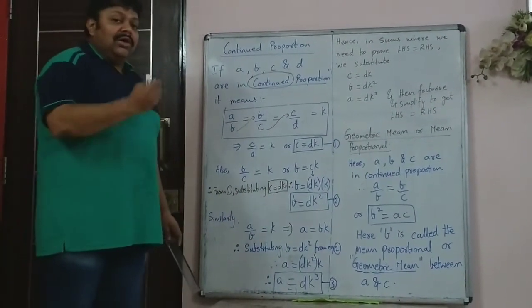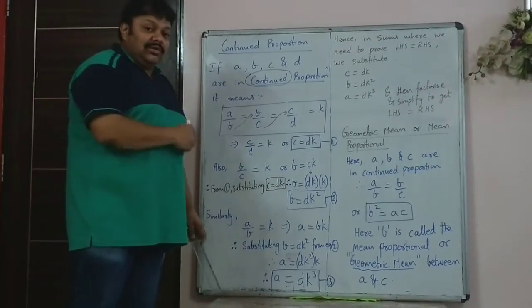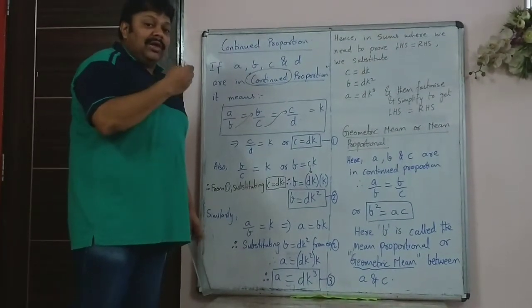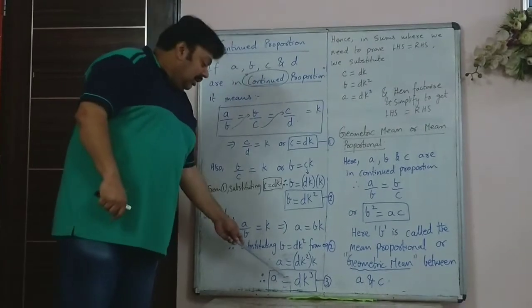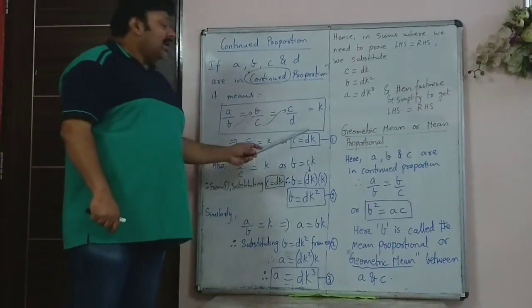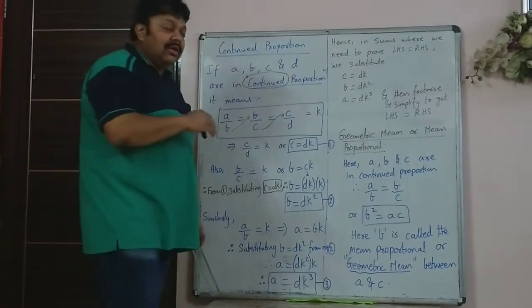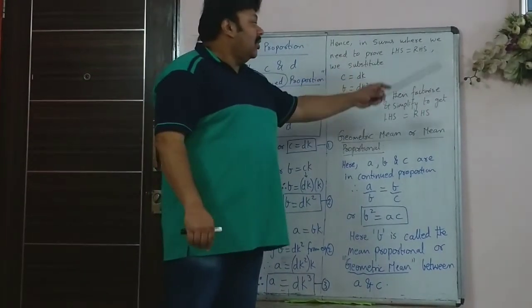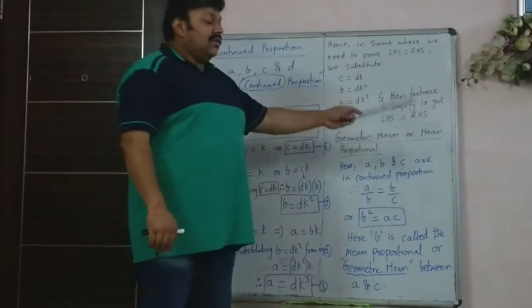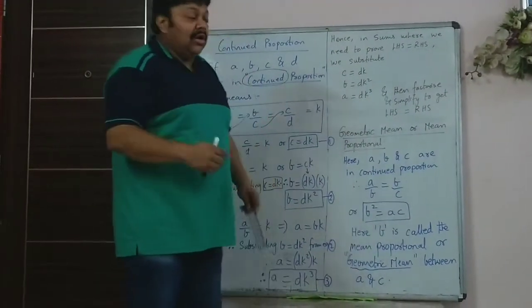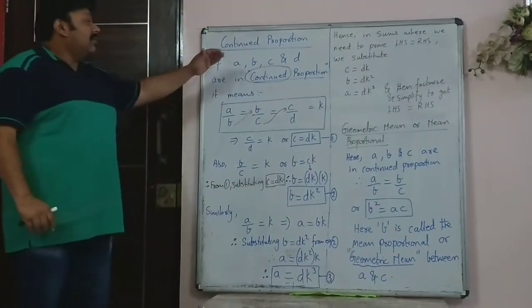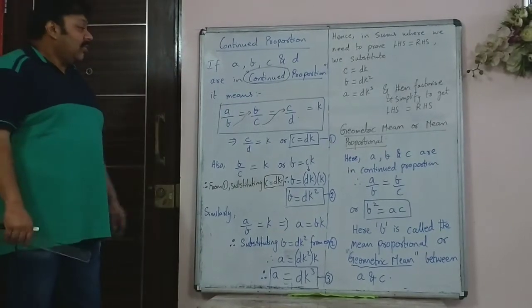So wherever you have A, B and C in that expression, we will replace the A, B and C and write dk cube, dk squared and dk, and then we factorize and simplify the equation till we prove LHS is equal to RHS. So that is how those sums are solved when you are given four terms A, B, C, D are in continued proportion.